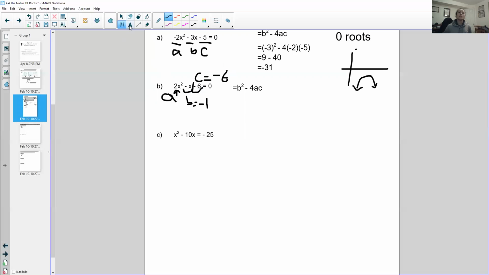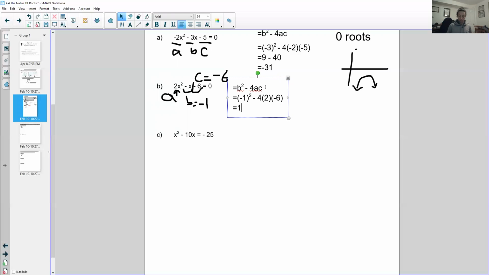Okay, all right, so let's go through. Looking at my discriminant to figure out how many roots there are, I'm just going to substitute them in. Okay, b squared instead of b, I know that my b value is -1. My a value was 2, and my c value was -6.